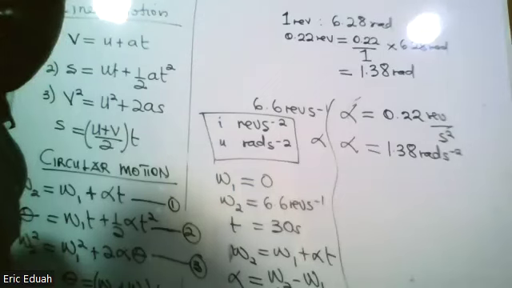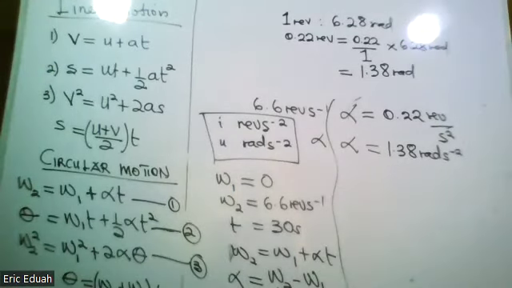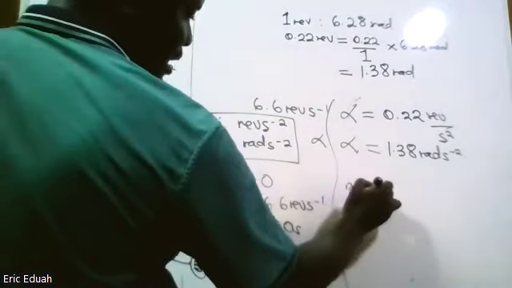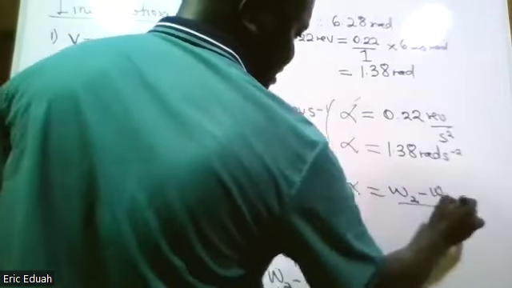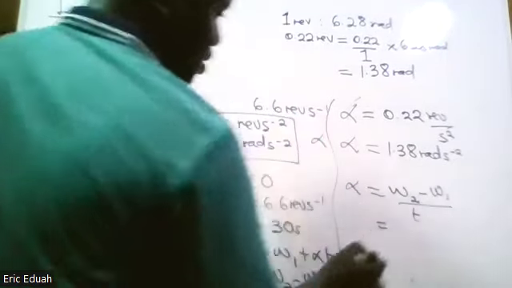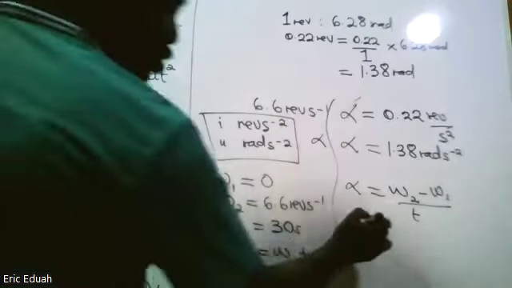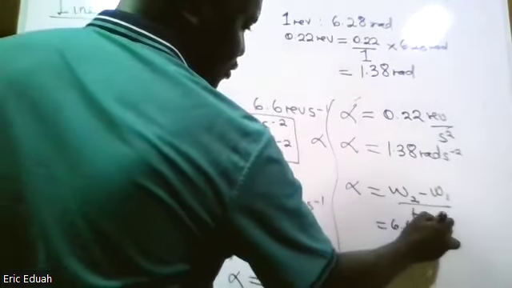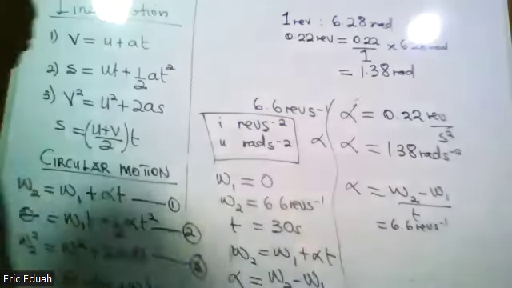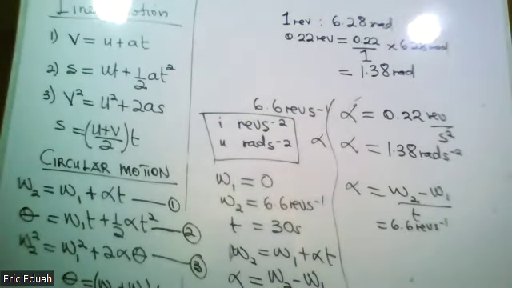Another way to handle the same problem is that alpha is omega 2 minus omega 1 over t. Omega 1 is 0. So change 6.6 rev per second to radian per second. When you divide by 30, you are good to go.